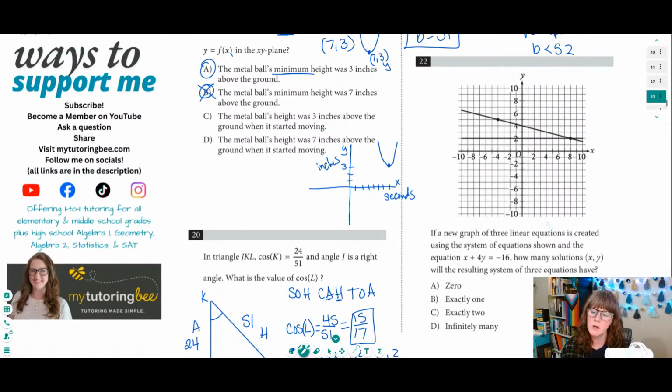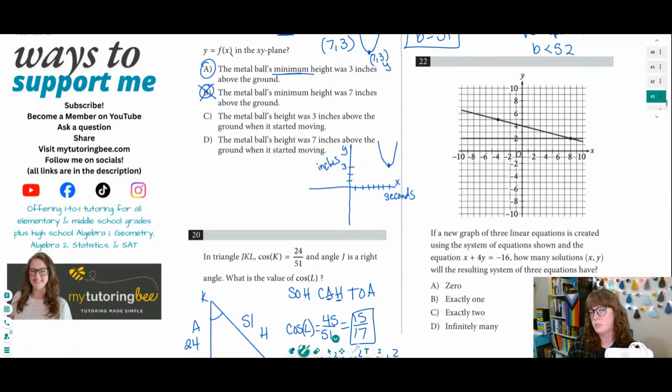22, we've got a graph here. If a new graph of 3 linear equations is created using the system of equations shown and the equation x plus 4y equals negative 16, how many solutions, x y, will the resulting system of 3 equations have? All right, so we've already got 2 equations graphed on here. It looks like these two together have a solution of 8, 2. So really, our answers are either going to be 0 or exactly 1.